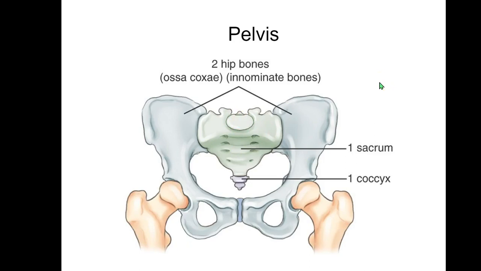And we'll learn sacrum and coccyx in the next unit, so we'll talk about that joint space more in the next unit. The right and left hip bones articulate with the sacrum to form the sacroiliac joints, right here and here. And we'll talk more about those coming up as well.